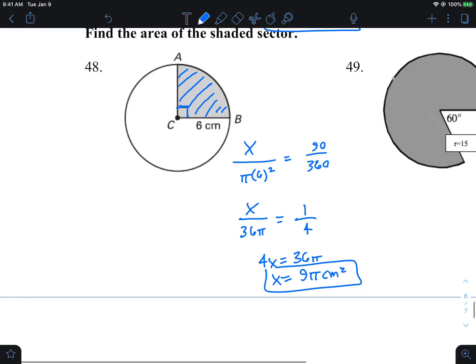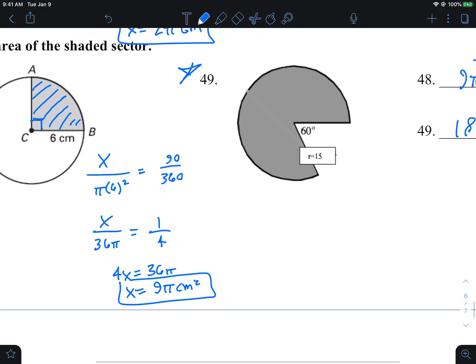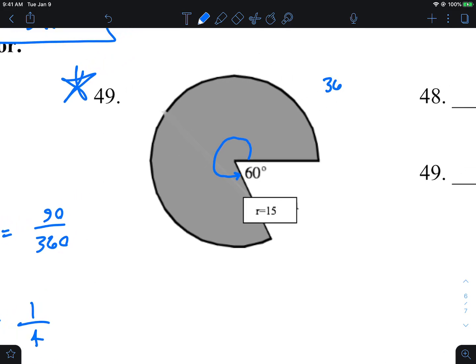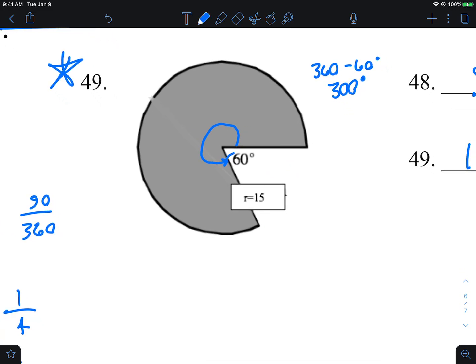Okay, only thing that's kind of interesting here about 49 is we're finding the area of the shaded region here. So the 60 helps us get the angle we need. But on this one here, we need to do 360 minus 60 degrees to actually find the angle that we're going to use here. We don't want to use the 60 degrees because that would find us this area right here, which is basically a gap. So we'll use 360 minus 60 for our angle.